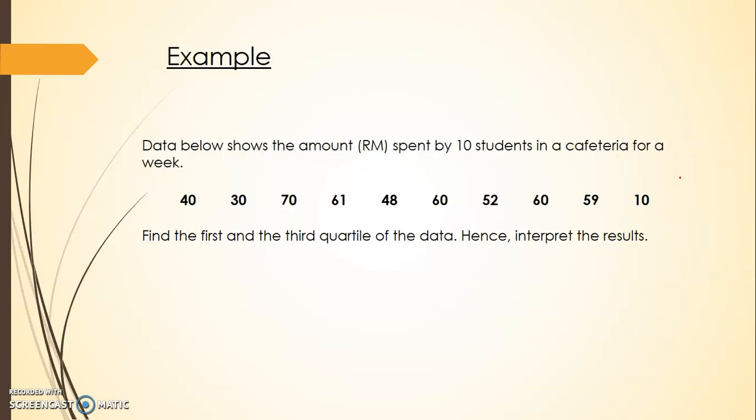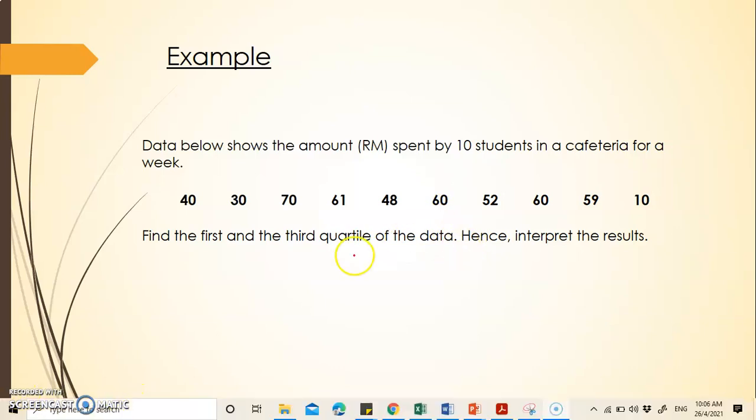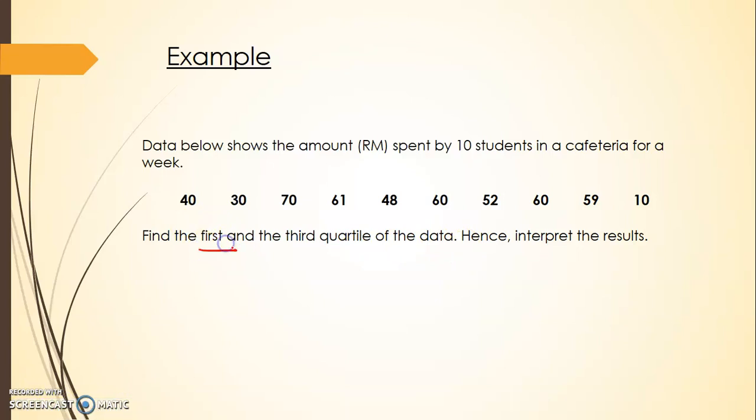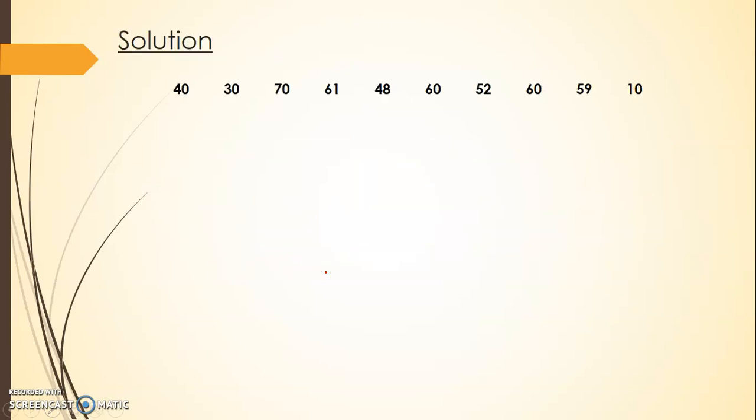Let's try this example. The data below shows the amount in Ringgit Malaysia spent by 10 students in a cafeteria for a week. Find the first and the third quartile of the data, hence interpret the results. So we need to find Q1 and also Q3. First step is to arrange the data in ascending order. So we are going to start with the smallest value. The smallest value is 10.